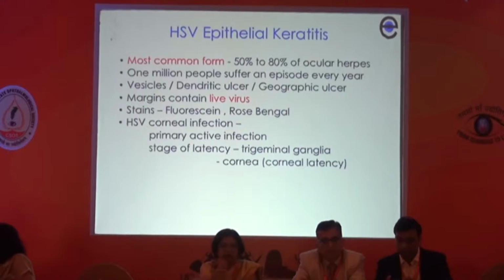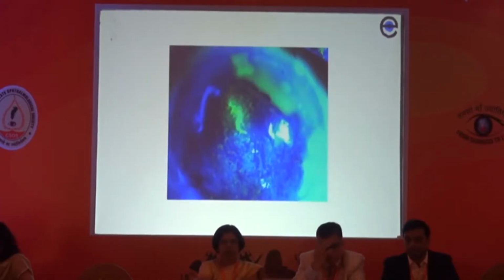Epithelial involvement is the most common form, and it's important to know that this is an actively replicating viral infection on the surface of the cornea. These are the two key takeaways: it's the most common form, and it's an actively replicating virus on the surface. Typically you'll see something like this, which is called a dendritic ulcer. It has multiple branches. It can be linear.